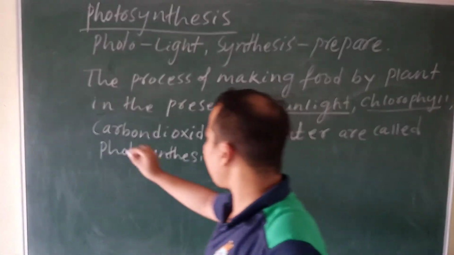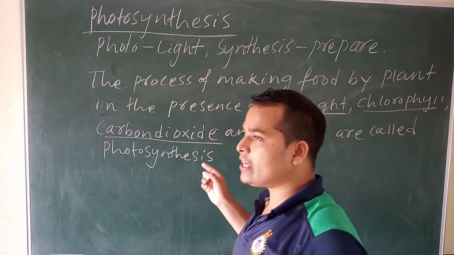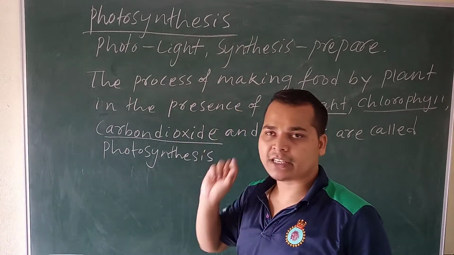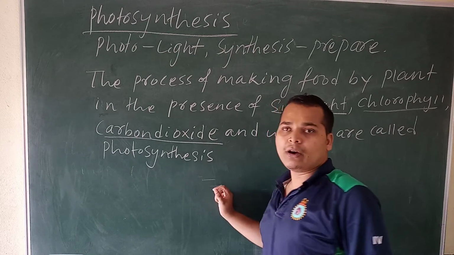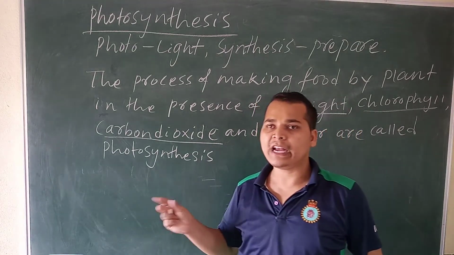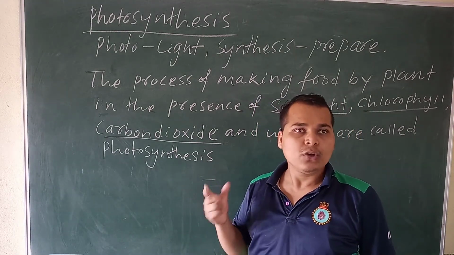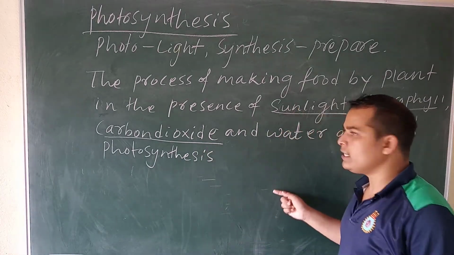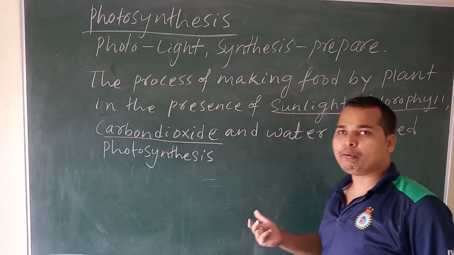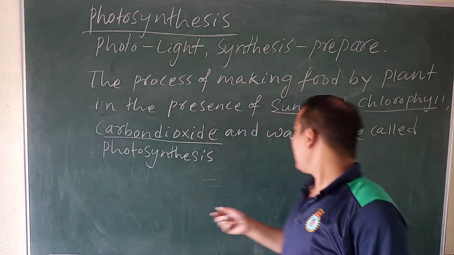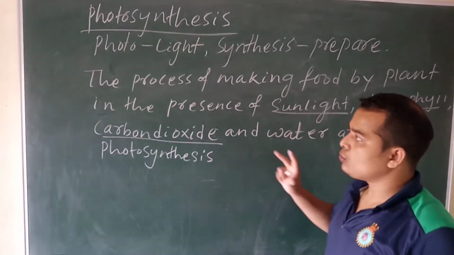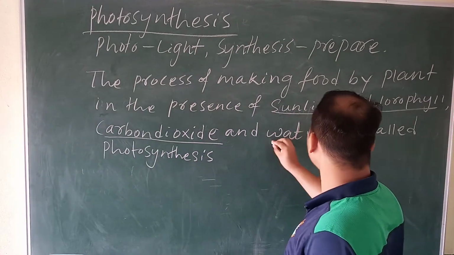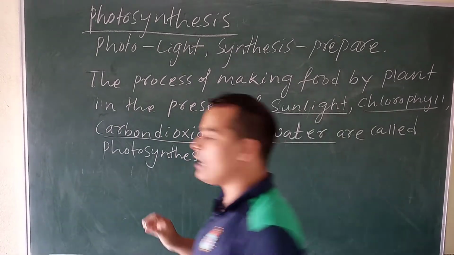Then carbon dioxide. What is carbon dioxide? Carbon dioxide is a gas. When you are cooking, smoke is released. This smoke is called carbon dioxide. Then carbon dioxide and water. Where do you find water? From the ground. Plants take all these things and prepare their food.